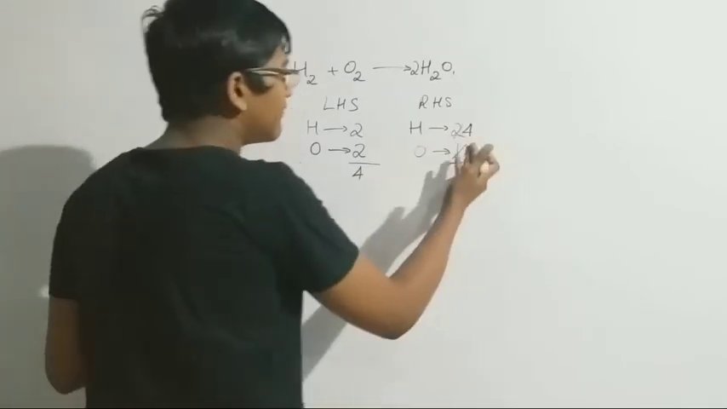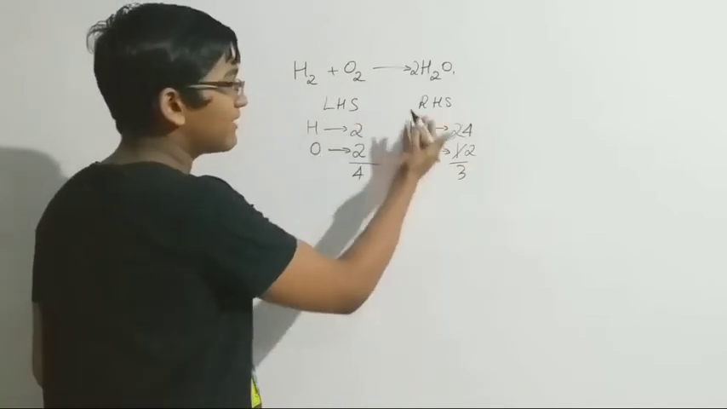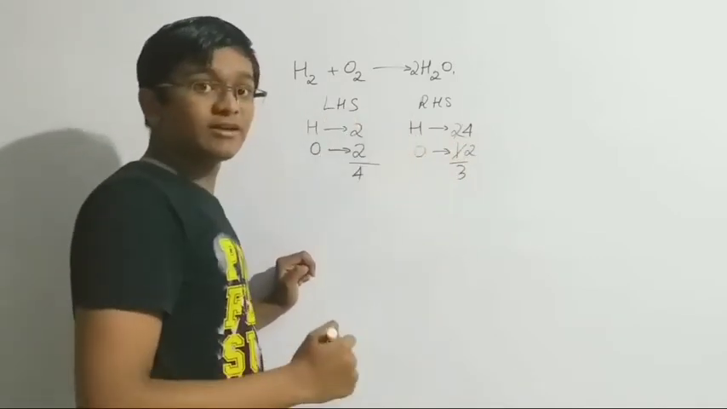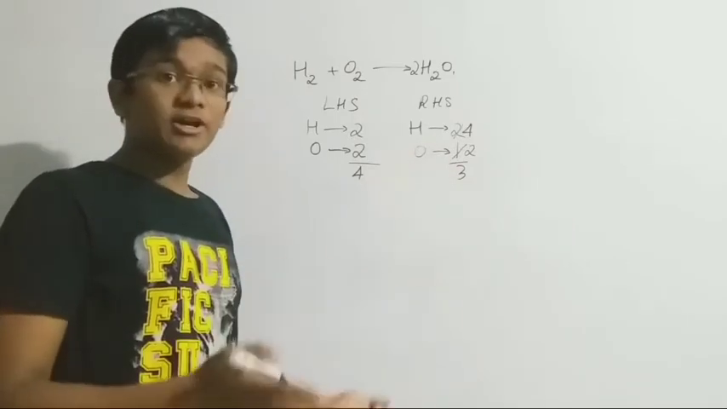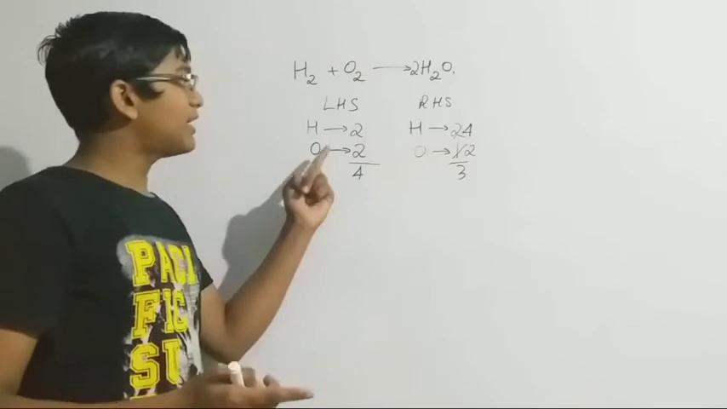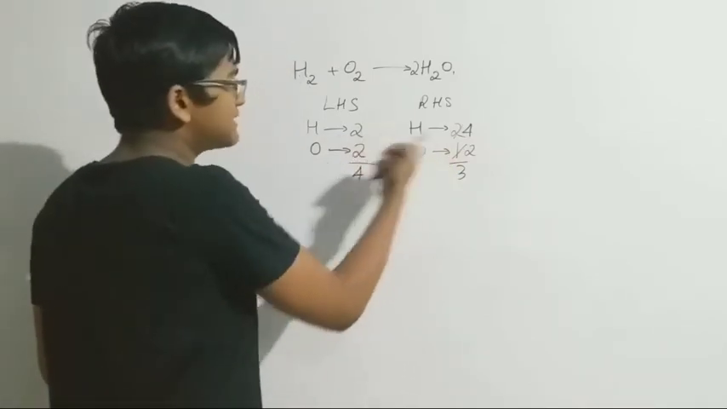Now let's compare it again. The hydrogen in the LHS part is 2, but in the RHS part it is 4, right? So it again means that it is increased. We cannot create it, right? So again the hydrogen is not perfectly balanced. Now let's balance the hydrogen.